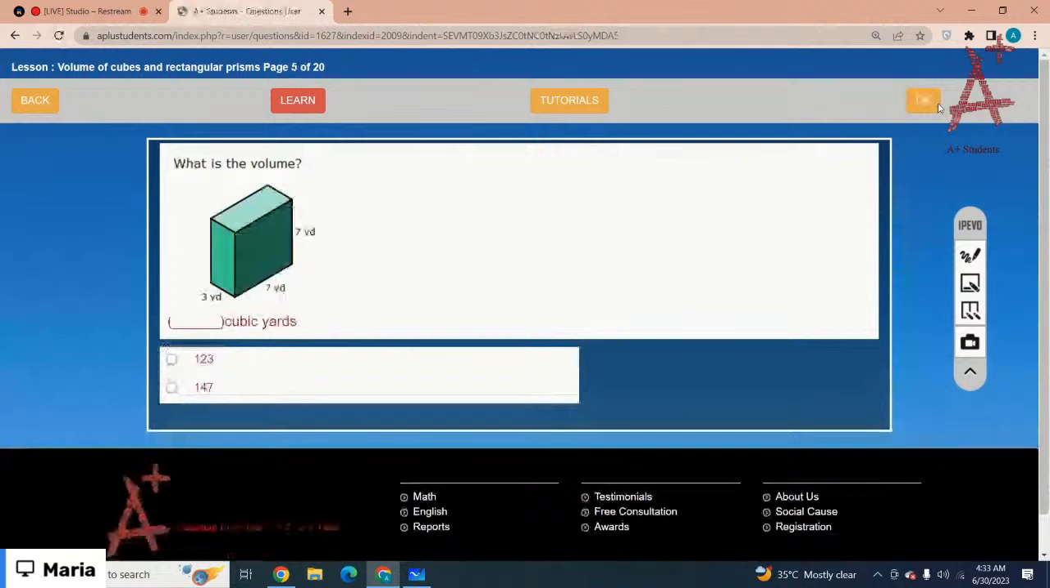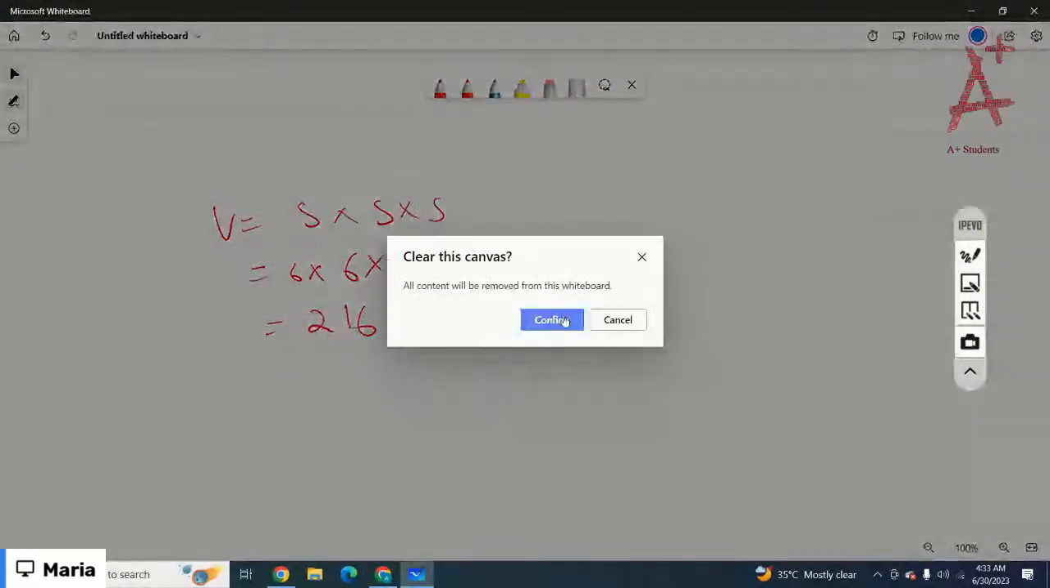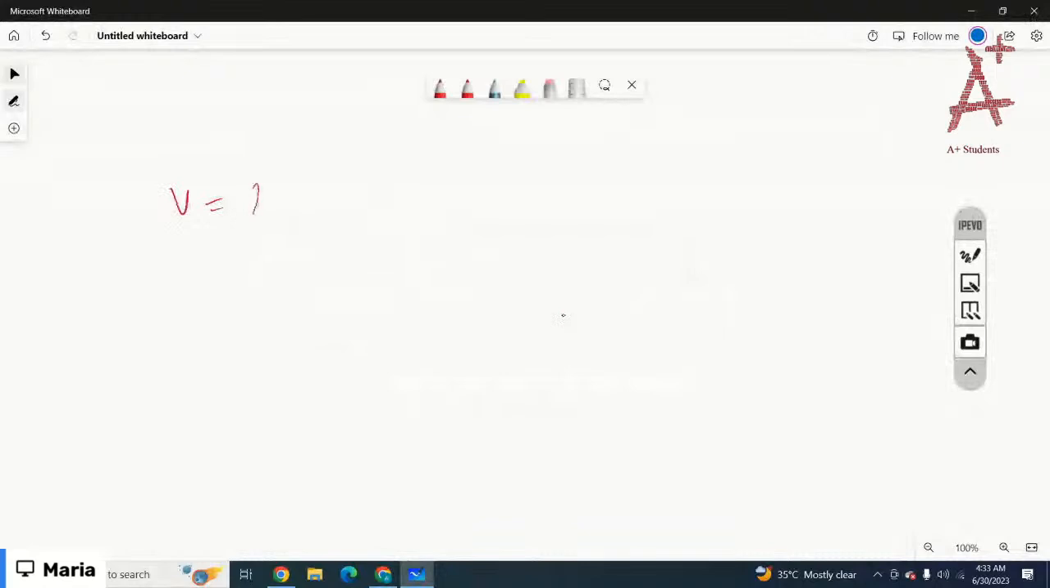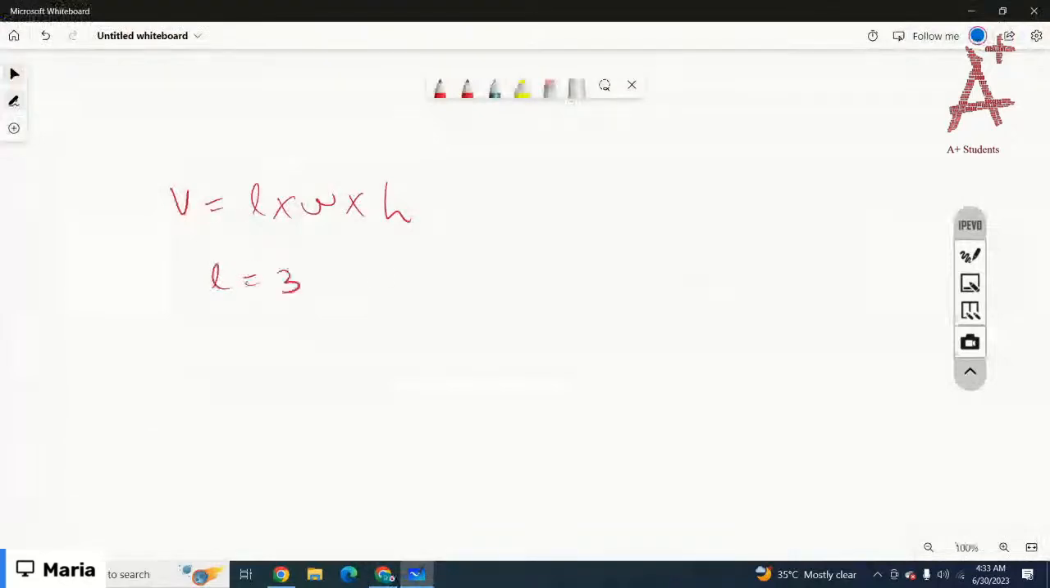Okay, you are given a rectangular prism. You have to calculate the volume of the rectangular prism. So it would be length times width times height. The values are 3, 7 and 7. Length is 3, width is 7, height is 7. So you have to do 3 times 7 times 7.